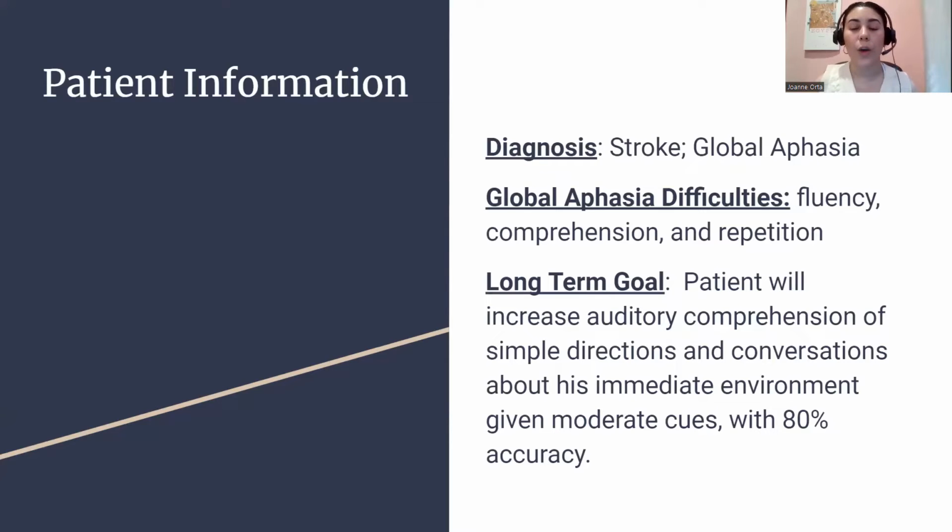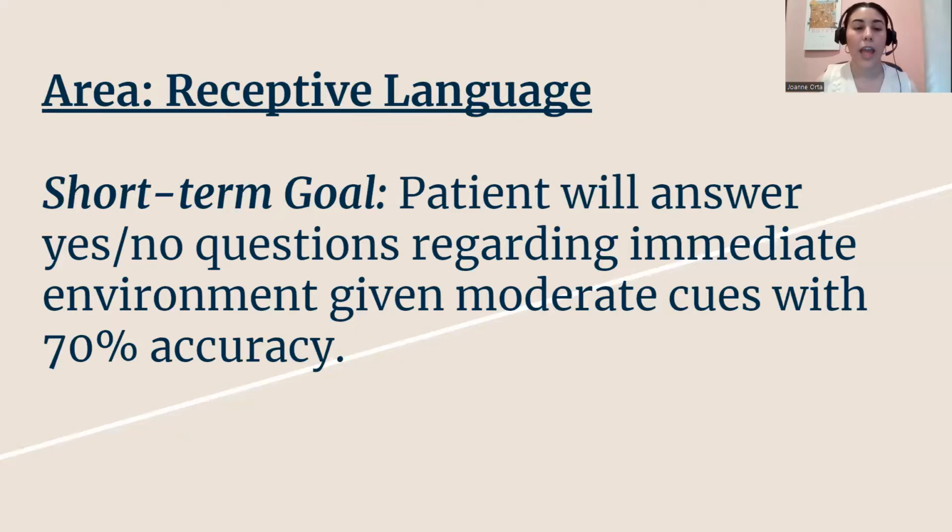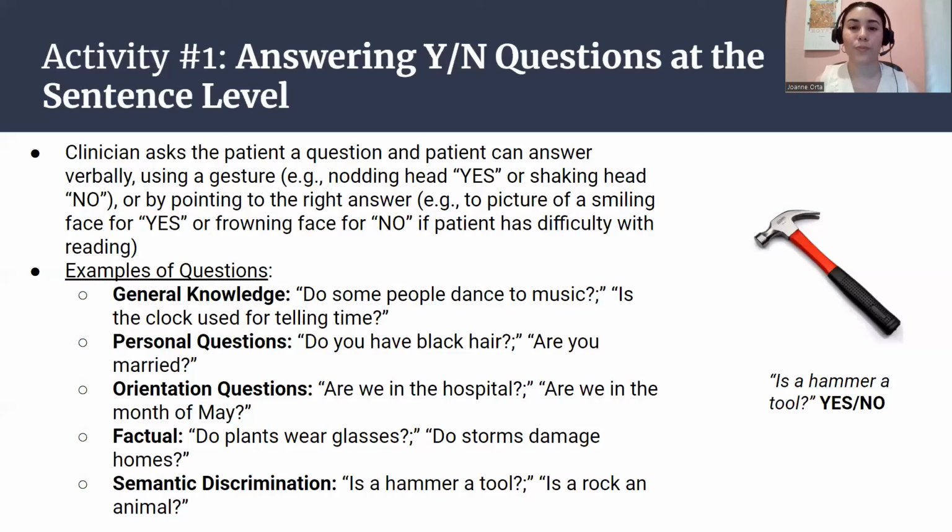The long-term goal that was established for this patient states patient will increase auditory comprehension of simple directions and conversations about his immediate environment given moderate cues with 80% accuracy. And the short-term goal stated under the area of receptive language for this long-term goal states patient will answer yes or no questions regarding immediate environment given moderate cues with 70% accuracy. So the treatment activities are focused on targeting this specific goal.